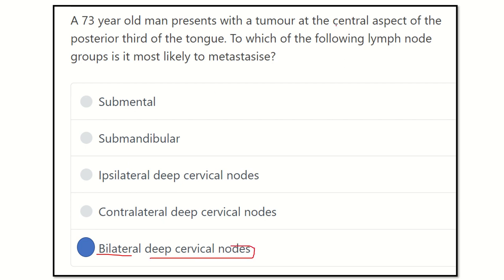So from the central aspect of the posterior third of the tongue it drains into the deep cervical lymph node.